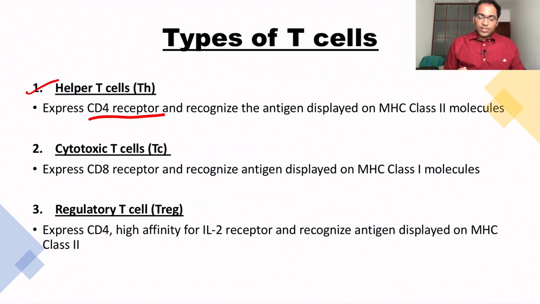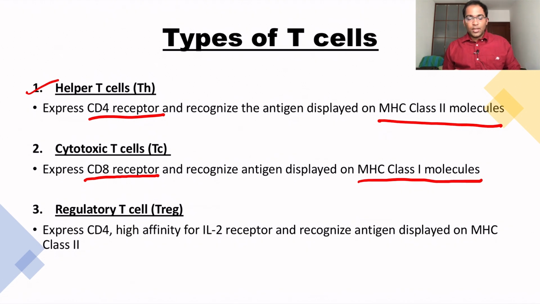This expresses CD4 receptor that will recognize the antigen expressed on MHC class 2 molecule, which I already told you. So if you have a cytotoxic cell, it will express CD8 receptor and recognize the antigen displayed on MHC class 1 molecule. So remember that cytotoxic T cells will recognize antigens displayed by MHC1, not MHC2. So remember, it's MHC1. Regulatory T cells express CD4. They have high affinity for interleukin 2 receptor, and they recognize antigen displayed on MHC class 2. So I hope you guys understood this slide.